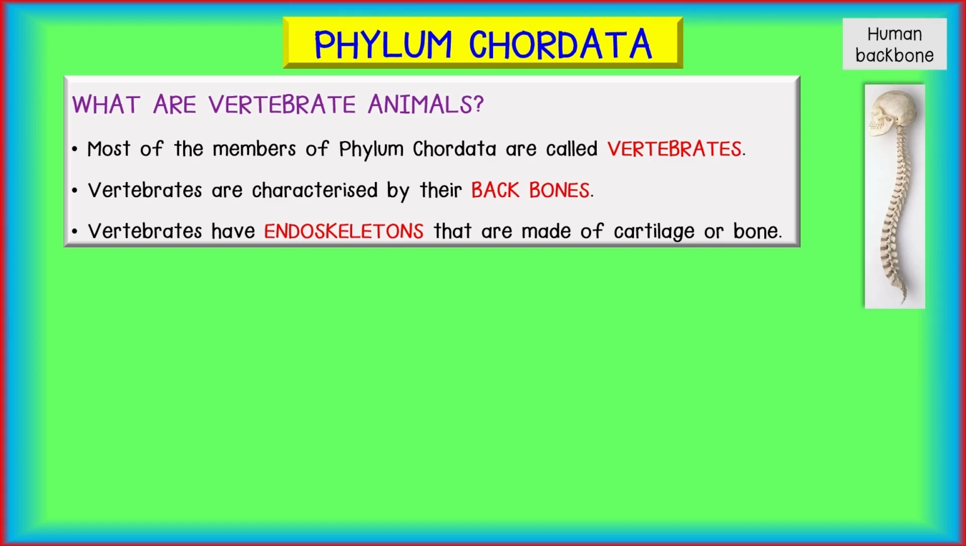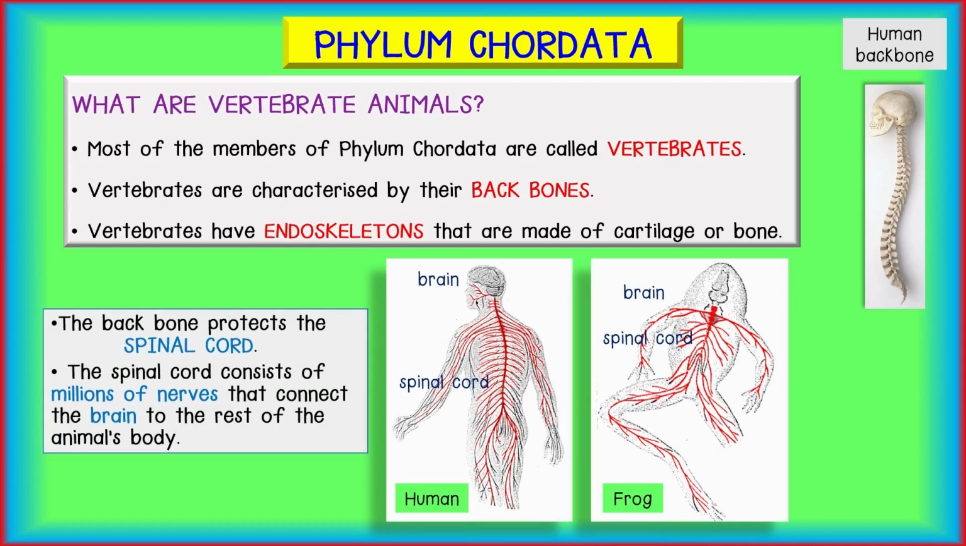The backbone surrounds and protects the spinal cord. The spinal cord is a mass of millions of nerves that connect the animal's brain to the rest of the animal's body. If the spinal cord is damaged, the animal can become paralyzed and unable to move. So, the backbone performs a very important function as it protects the spinal cord.